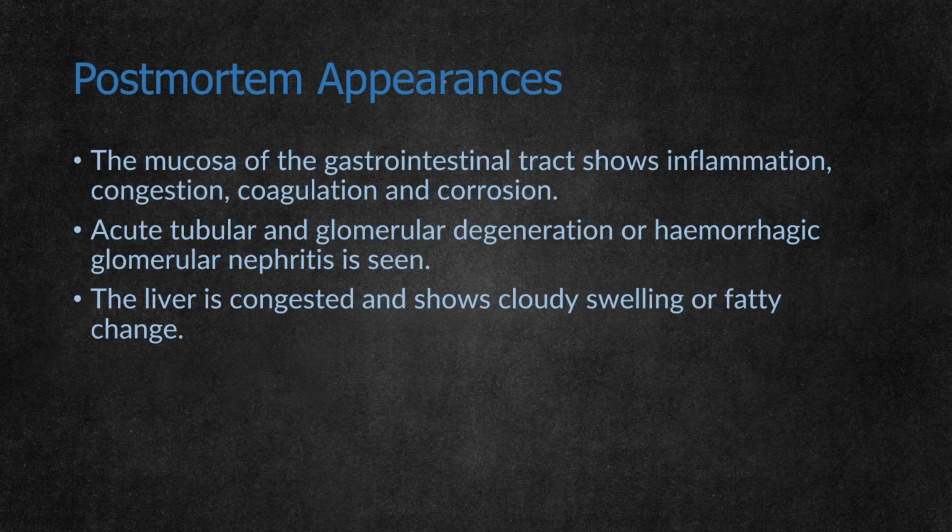Coming to postmortem appearance, there are no specific changes seen in mercury poisoning, but mainly generalized changes are seen. In the GI tract there is inflammation, congestion, coagulation, and corrosion. There may be acute tubular degeneration or hemorrhagic glomerulonephritis. The liver is congested and shows cloudy swelling or fatty change.